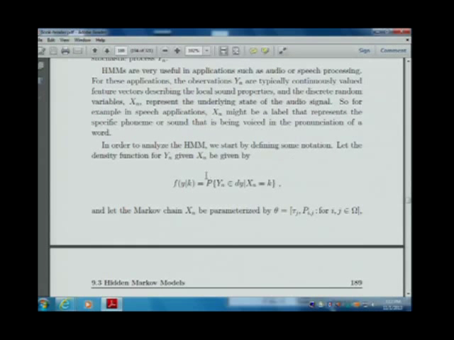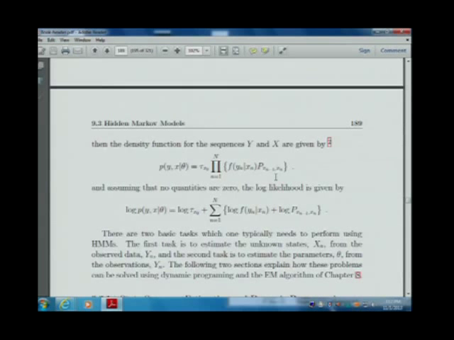Okay, so here we just have that the conditional distribution of the Y given the X is something. Let's say it's multivariate Gaussian, okay? And then the X's form a Markov chain. So the joint distribution of the whole observation, the X and the Y together, is at the top of page 189, and it has the form of this sum, okay? The log distribution is below it.